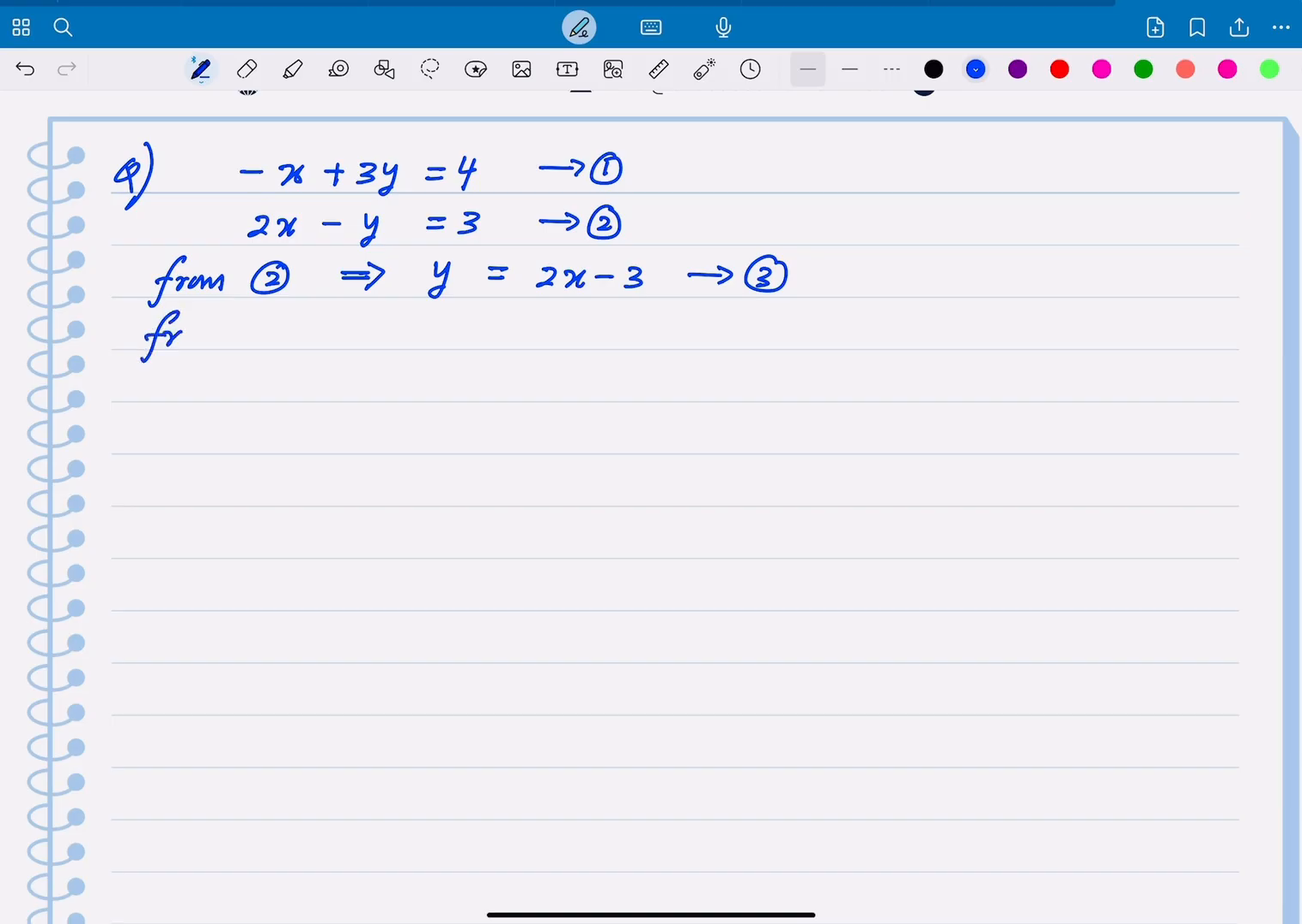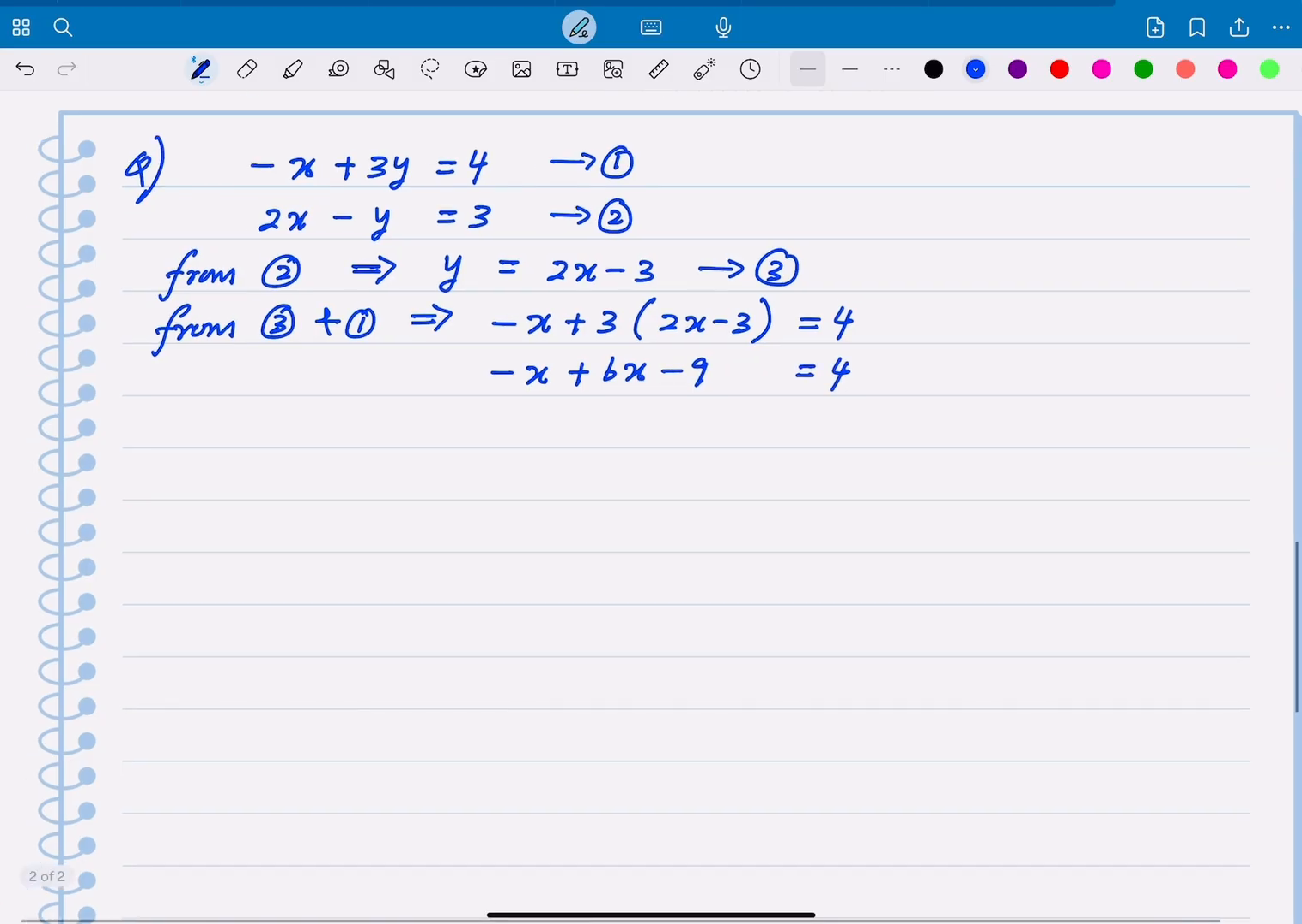So from 3 and 1, I do the substitution. So minus x plus 3. Before you substitute, put a bracket. So 2x minus 3 is equal to 4. Should be pretty clear. Now bracket expansion. So minus x plus 6x, be careful, minus 9 is equal to 4. Now a little bit of simplification. It's going to be 5x here. Minus 9 is moving to the side, so it's going to be 13. So x is nothing but 13 divided by 5. This is one of the answers.